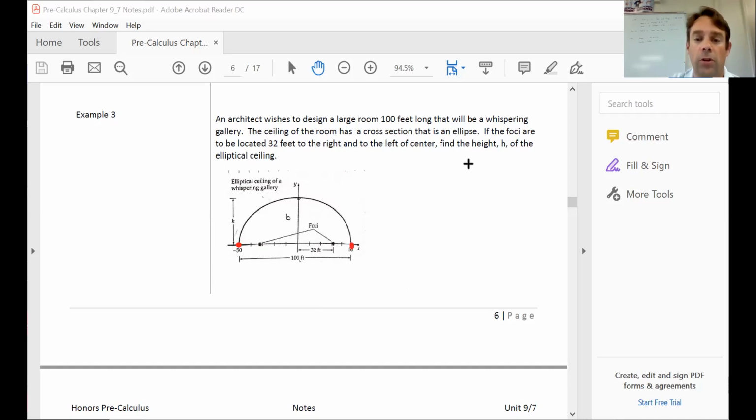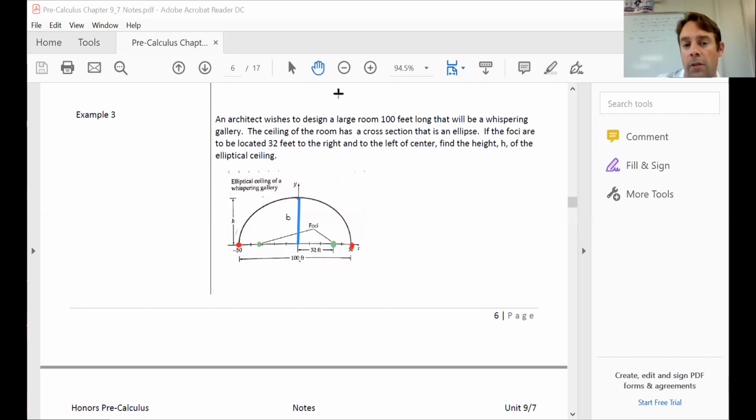Okay, so this is an actual ellipse. So if the foci are to be located at 32 feet to the right and to the left, so you can kind of see those, right. I'm gonna make them a little bigger. Okay, so this tells me it's horizontal. It's a horizontal ellipse. Not that I really needed to know that, but I can. It says determine the height. So I'm trying to figure out what is the height of this picture. What is the height of this arch?